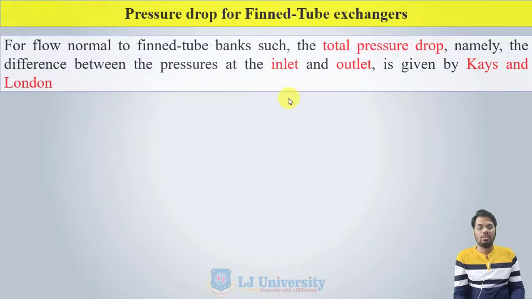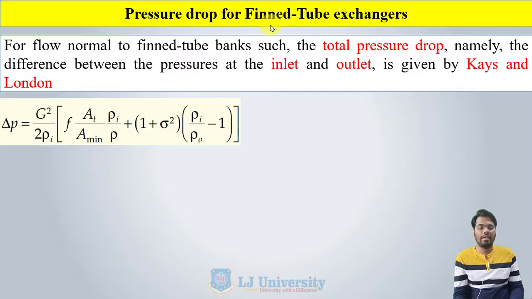So basically there are two equations which are going to be used, which are given by Kays and London. First is the pressure drop equation for the fin tube heat exchanger, which is delta P, the pressure drop, the difference between inlet pressure and outlet pressure. The equation given by Kays and London is G square upon 2 rho_i, the density of the fluid at the inlet point, in brackets f, frictional factor, A_T by A minimum ratio, again rho_i divided by rho, plus 1 plus sigma square, rho_i divided by rho_o minus 1.